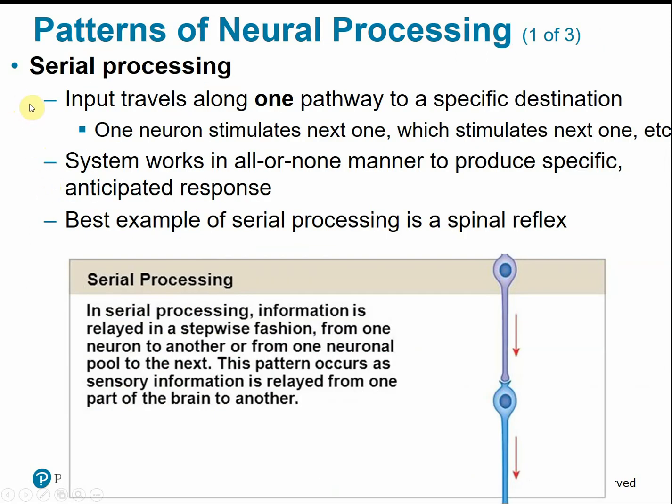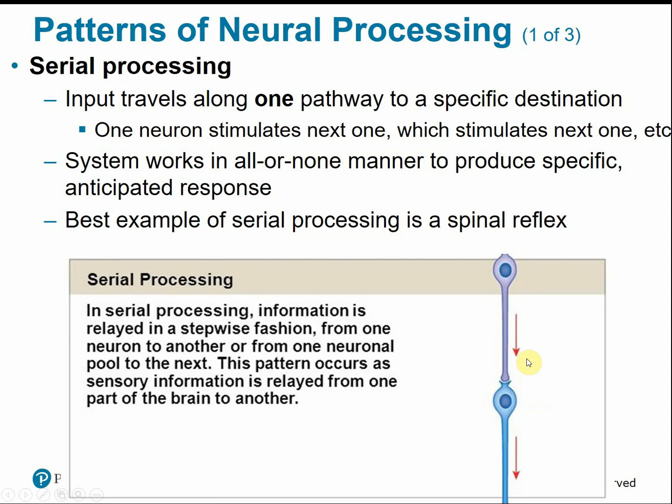In serial processing, we have input travel along just one pathway to a specific destination. One neuron stimulates the next one, which stimulates the next one. So this is a very expected pattern of information transfer, from point A to point B to point C. There's no diverging, no shortcuts or sidetracks. These generally work in an all-or-none manner to produce a specific but anticipated response.